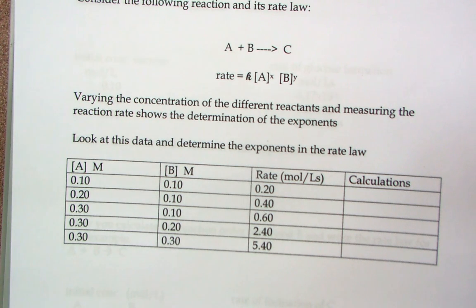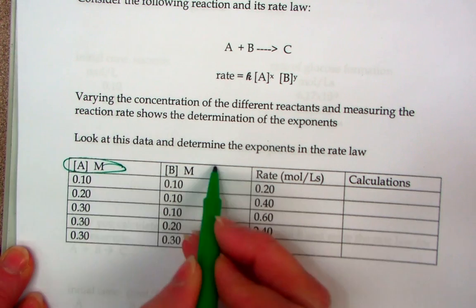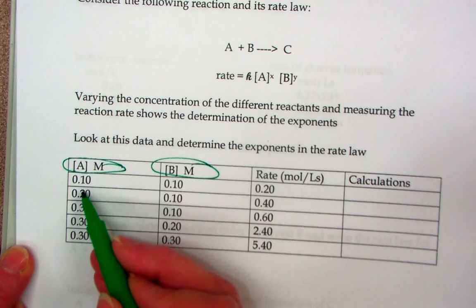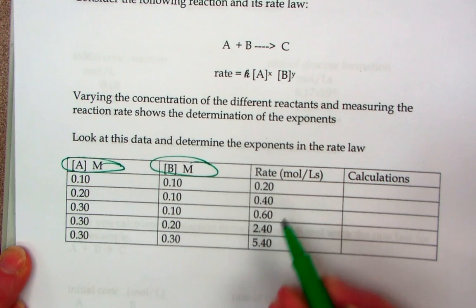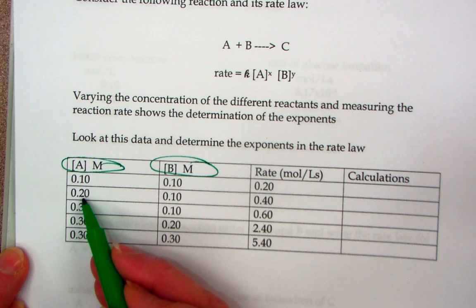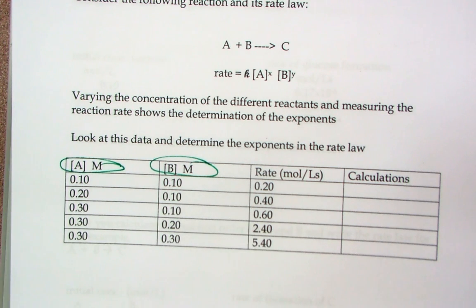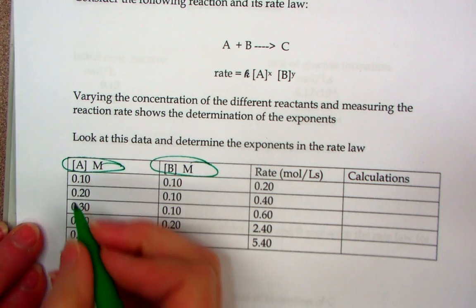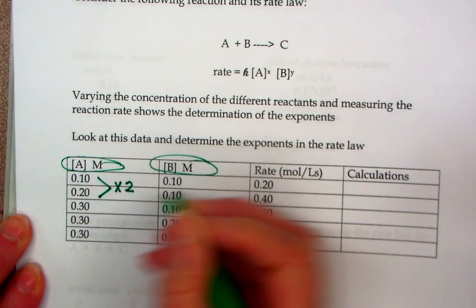So let's look at this. We did a whole bunch of experiments. We have the concentration of A and the concentration of B. So we started out with 0.1 molar of each, and we got some rate. Then, in the second one, we changed A, but we didn't change B. So we look in this data, and we choose one line where we can compare these two. So you're going to choose 2 lines at a time. So I'm going to choose the first and second line because I multiplied the concentration by 2 for A.